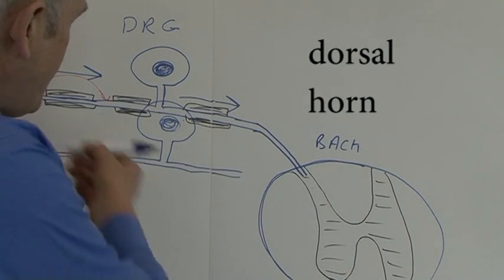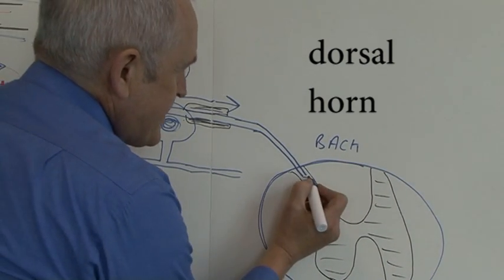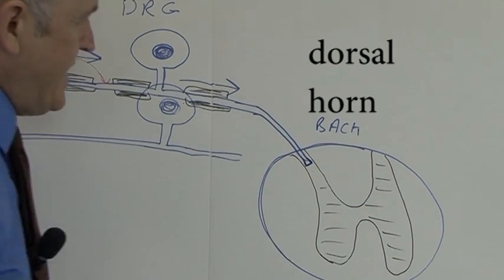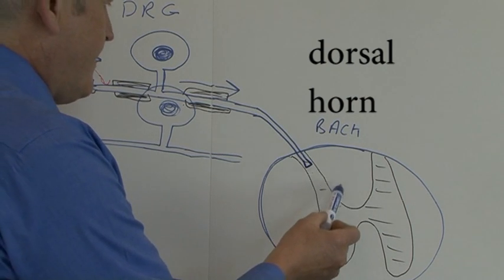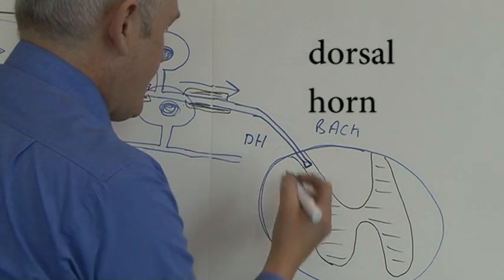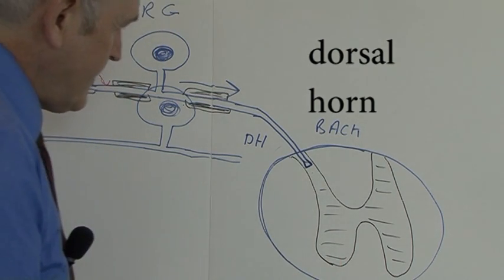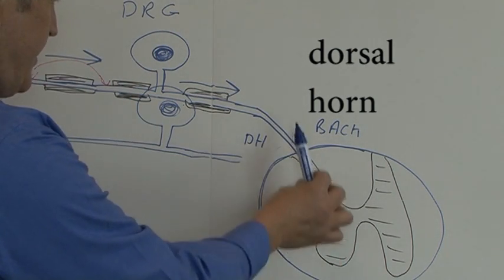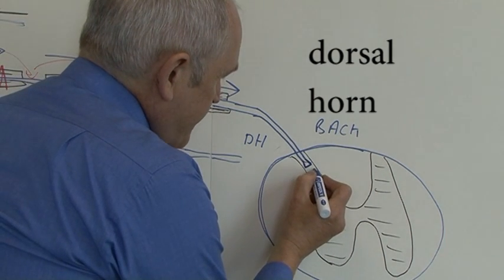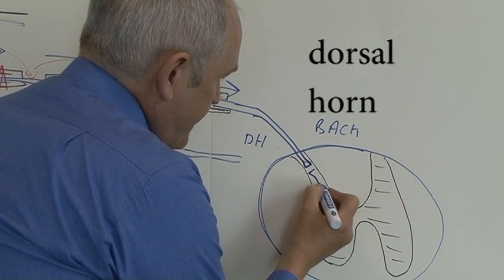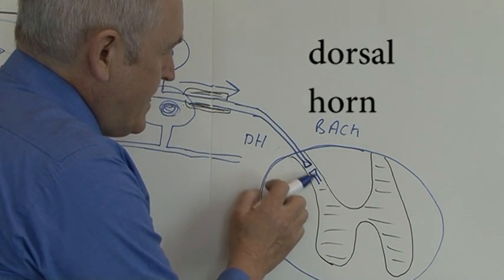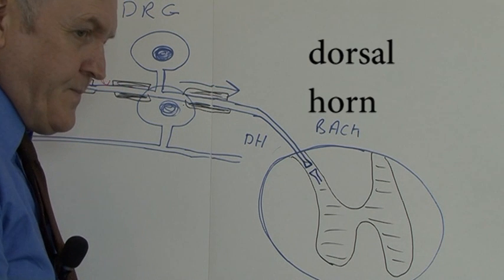Now what happens is this first neuron terminates in the dorsal horn of the spinal cord, the DH. This is the dorsal horn. So that's the first neuron finished its job. Now the next thing that happens is there's a synapse with another neuron, a secondary neuron. So the first neuron's done its job now, and there's a secondary neuron there.